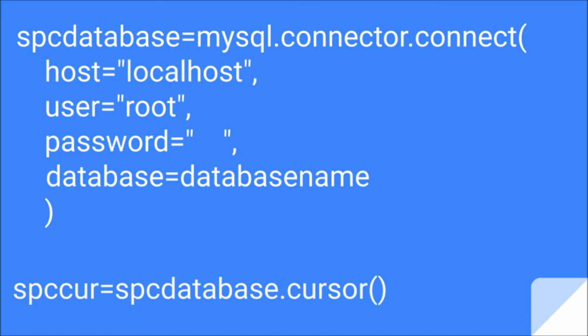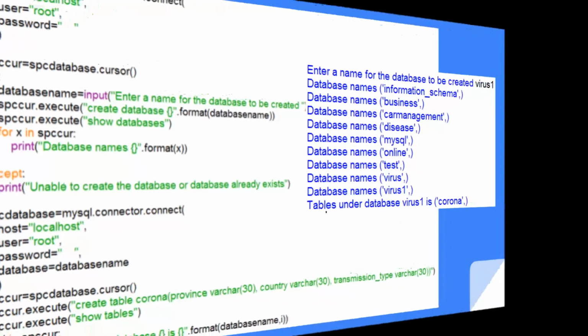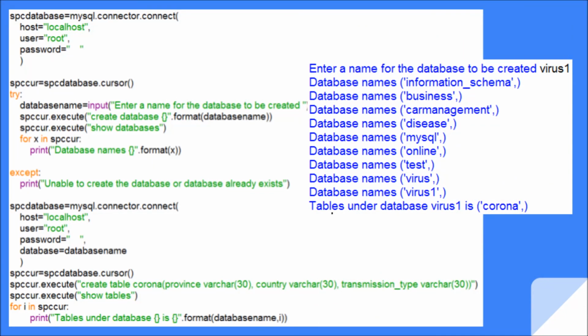The refreshed cursor object spc_cur can call the execute method again. This method will now create a table, which will be created under the current database. The entire code is here along with the output.